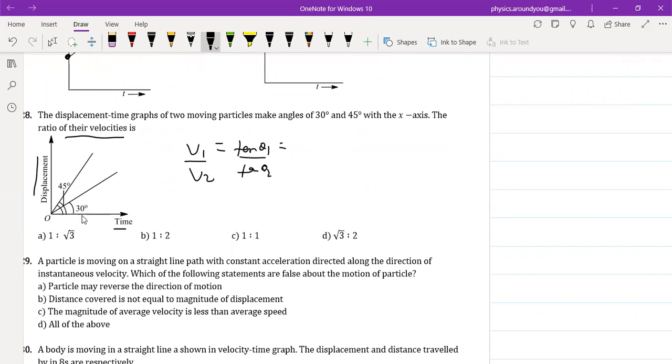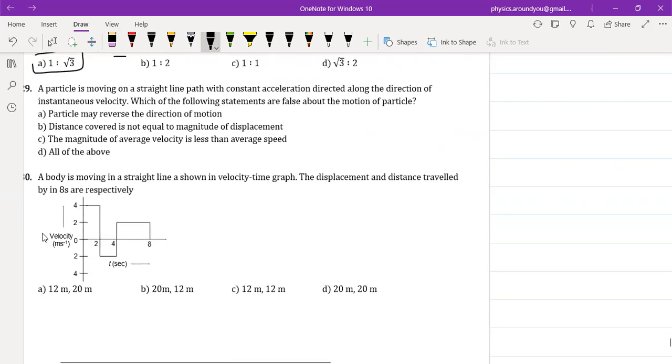What is tan of theta 1? Tan of theta 1 is tan 45 degree, which is 1. Tan theta 2, let us say, is tan 30 degree, which is 1 by root 3. Either the option should be root 3 is to 1 or 1 is to root 3. The appropriate one is 1 is to root 3 as listed in option A.